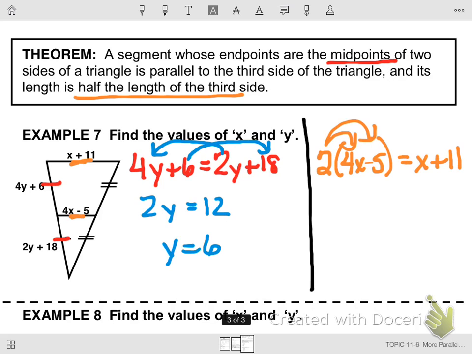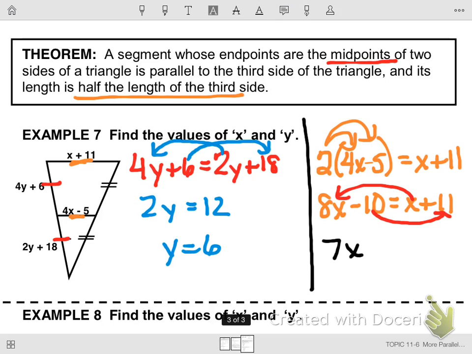Since I'm going to have to distribute the 2, I've got 8x minus 10 equals x plus 11. Since I have variables on both sides, I'm going to take the x to this side. And that means that I'm going to have to take the negative 10 over here. Cross that line, I got to change that sign. So now I have 7x equals 21. And what number times 7 gives you 21? x equals 3.